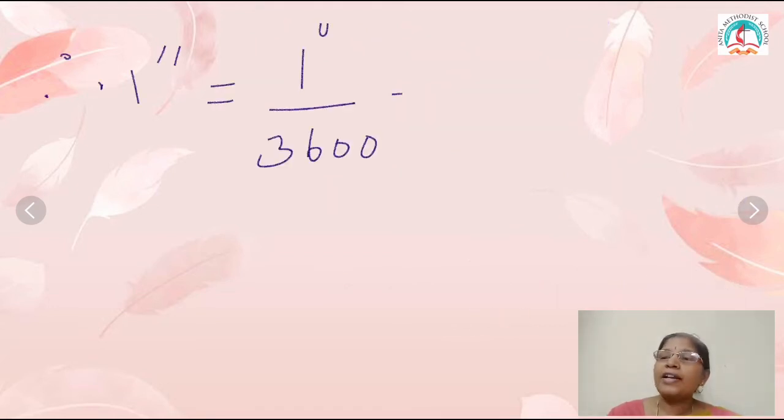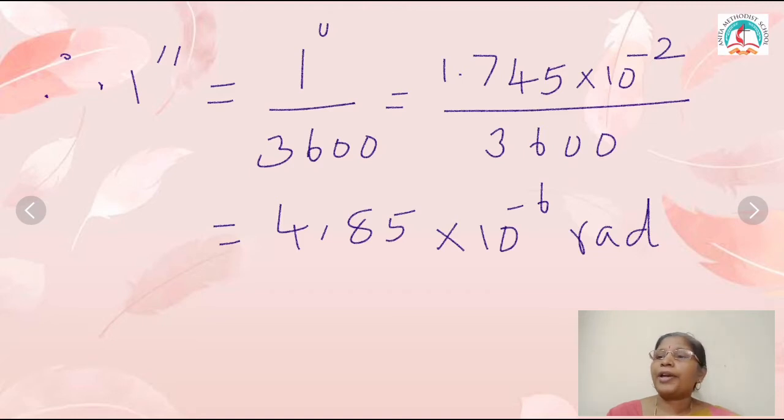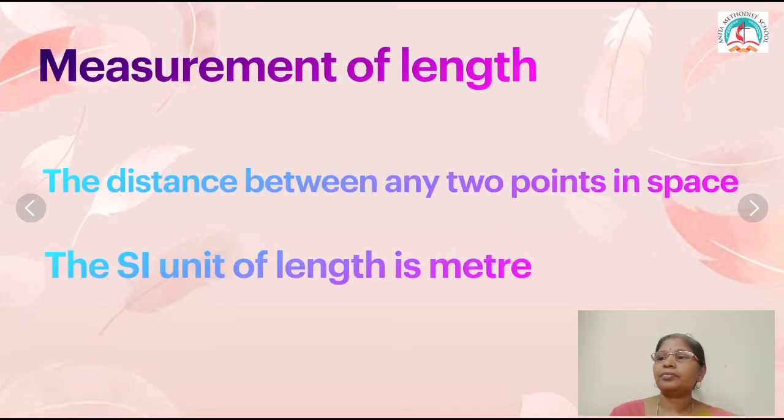Okay, the next one, 1 double dash. What is meant by 1 double dash? 1 arc second per arc. Okay, so 1 degree divided by 3600. So I am simplifying this, and the answer is equal to 4.85 into 10 power minus 6 radian.